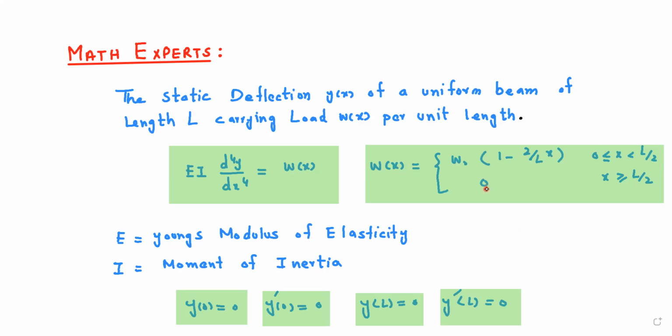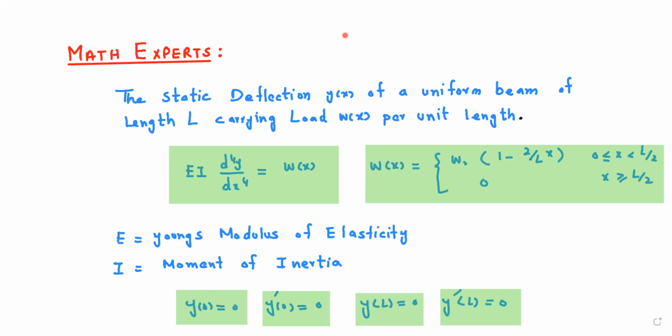and above the half interval it is equal to 0, where you know that E is the Young modulus of elasticity, I is the moment of inertia, and here it is a boundary value problem. So y of 0 is equal to 0, y prime of 0 is equal to 0, and y of L is equal to 0, y prime of L is equal to 0. So now we will see the geometry of this equation.